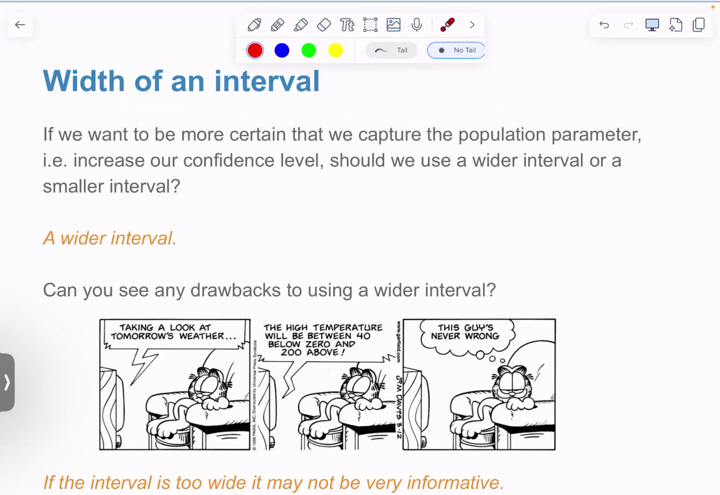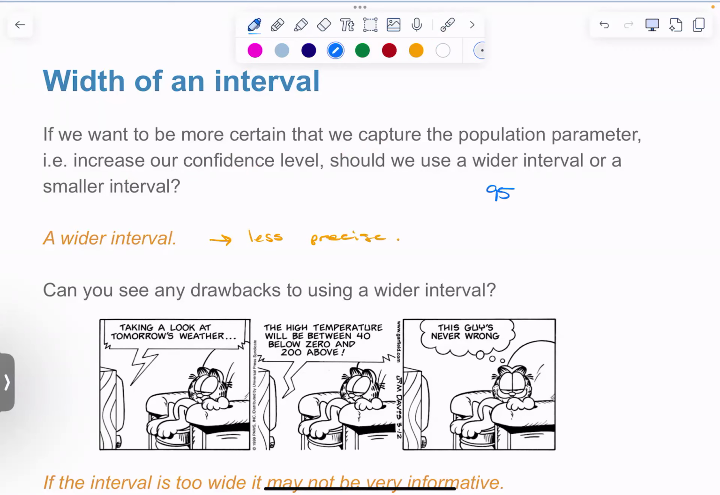So the width of the interval, that's how confident we are that we're going to capture this thing, right? And so if I make my net wider, or my bounds wider, then I'm going to be more confident, right? But then I lose that precision. Okay? And so if we want to be more certain that we capture the population parameter, so increase our confidence level, we would need to make a wider interval, but it comes at a cost. It's less precise.